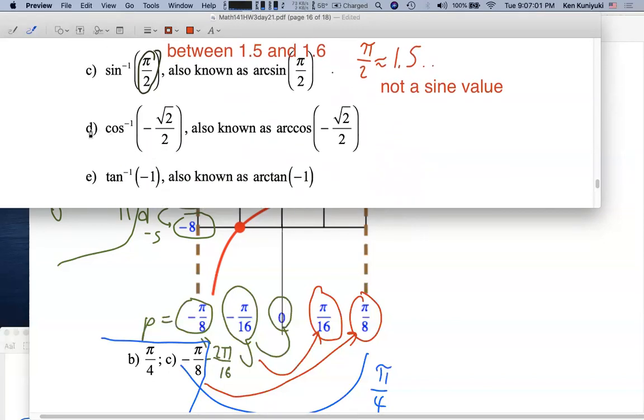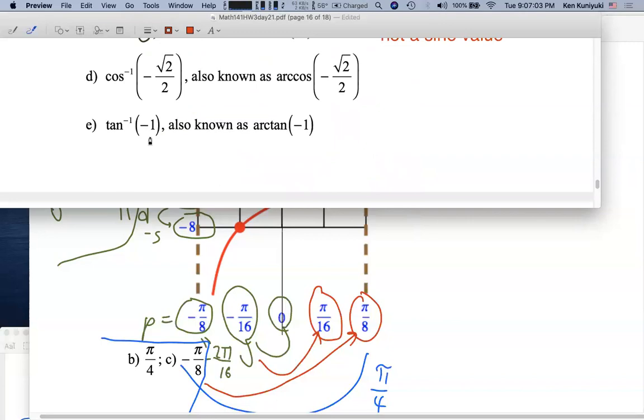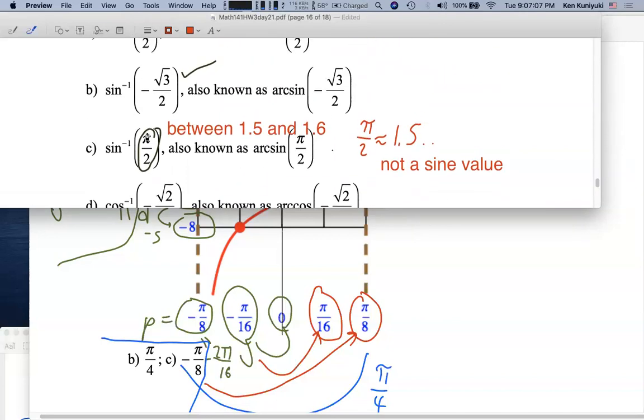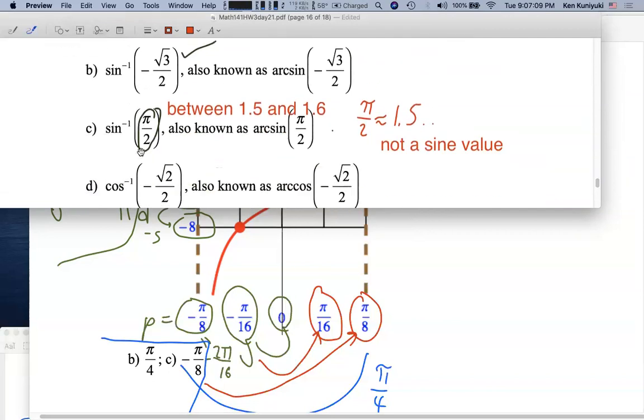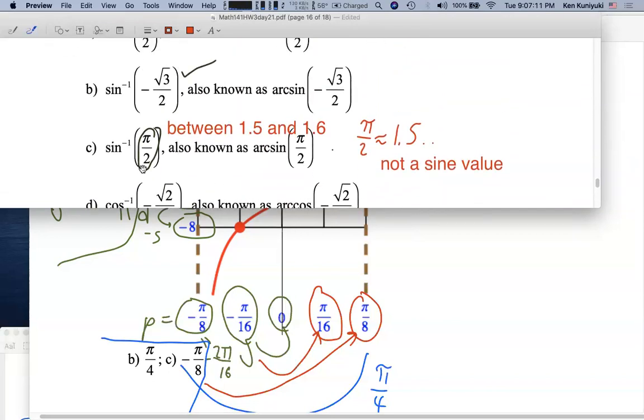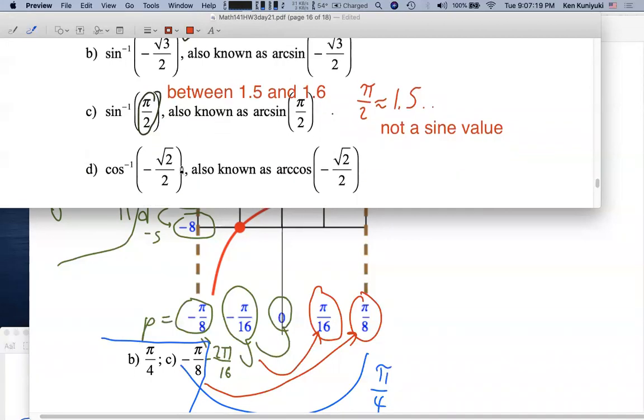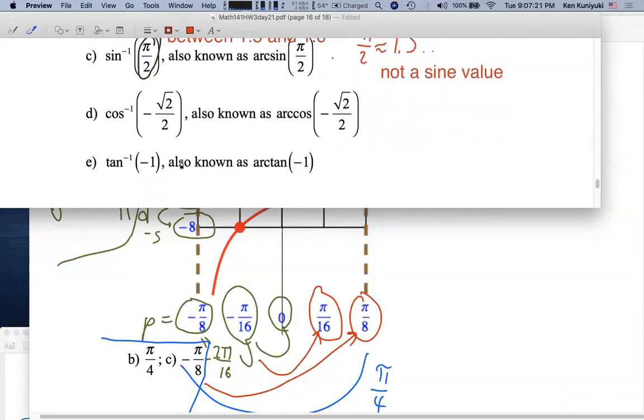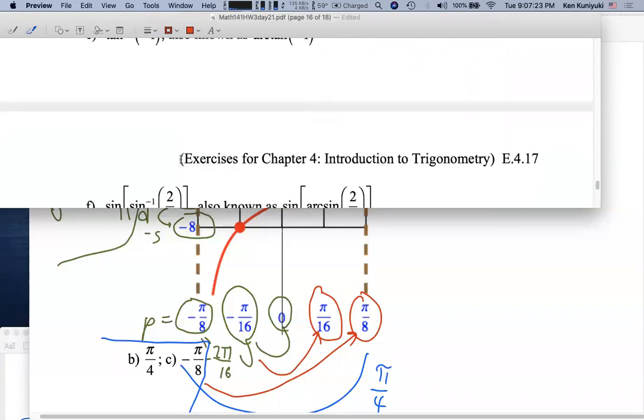That's a cosine value. This is defined. That's a tangent value. In fact, that can be negative 1,000,000. That's still a tangent value. So of the first 5, C is the only one that's undefined. And it's a trick question because sine of pi/2 is fine. That's 1. But inverse sine of pi/2, that's no good. That's undefined. So C is the only undefined one of the first 5. And I can do these in more detail if you wish.